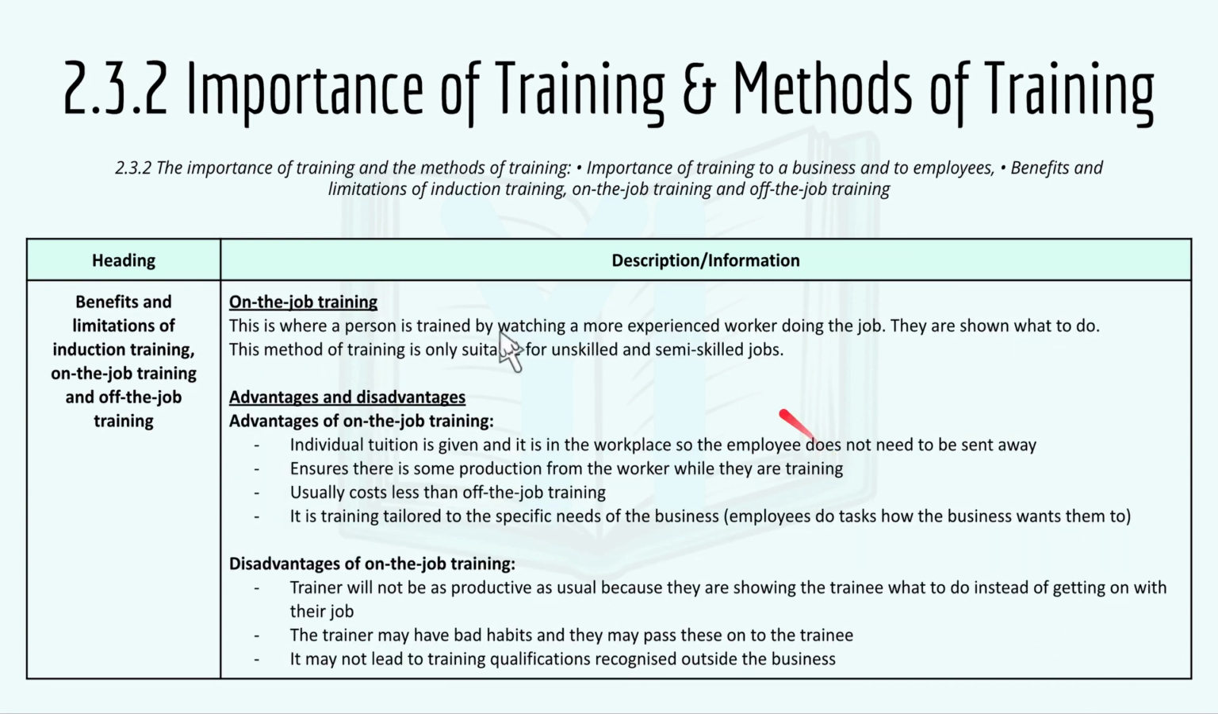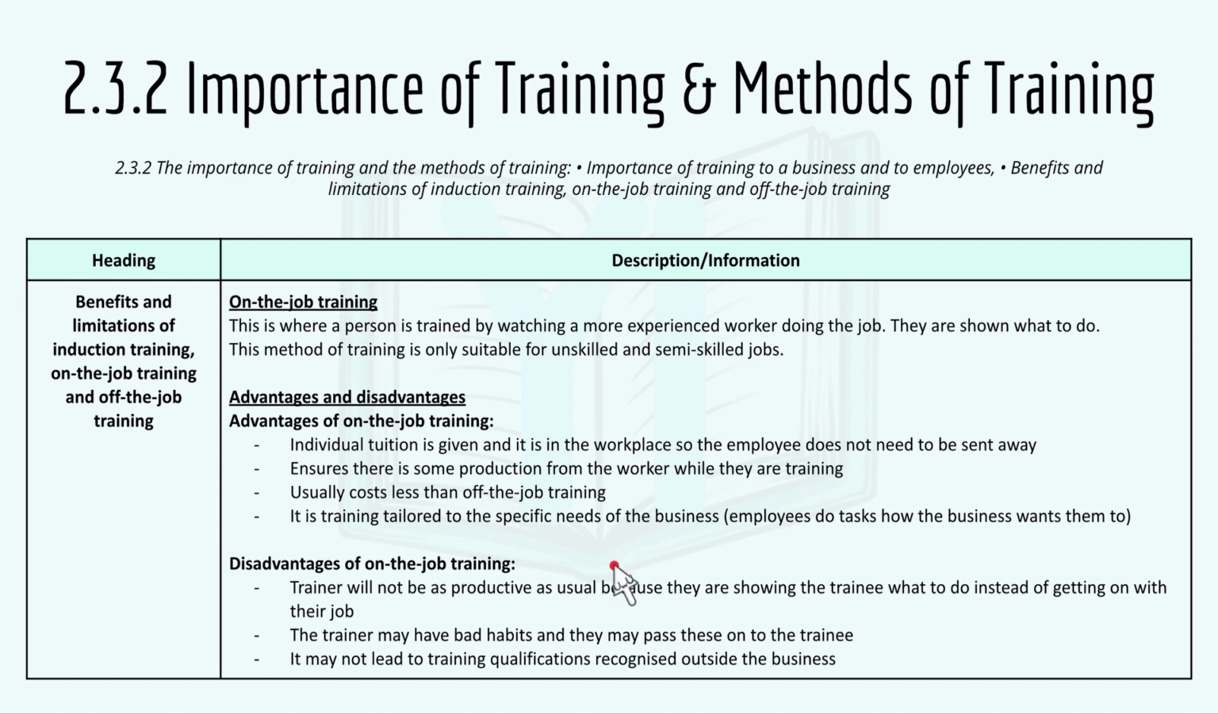Then we have on-the-job training, and this is where a person is trained by watching a more experienced worker doing the job. They are shown what to do, and this method of training is only suitable for unskilled and semi-skilled jobs. Advantages include individual tuition is given and it is in the workplace, so the employee doesn't need to be sent away. It ensures there is some production from the worker while they are training. Usually it costs less than off-the-job training, and it is training tailored to the specific needs of the business, like employees do tasks how the business wants them to do.